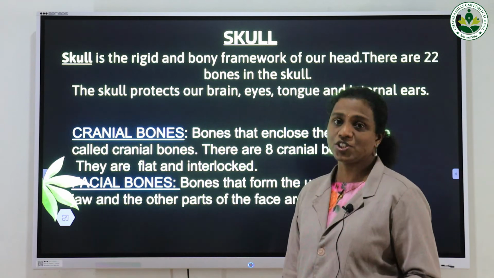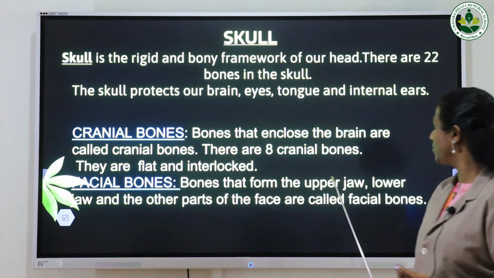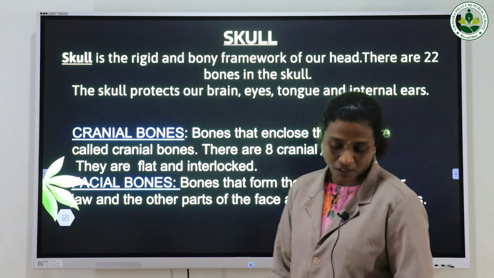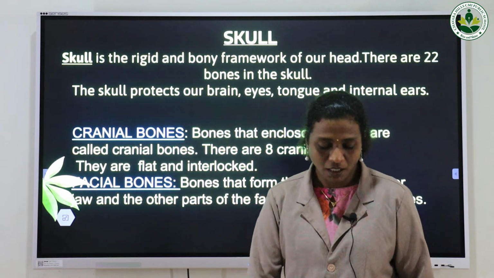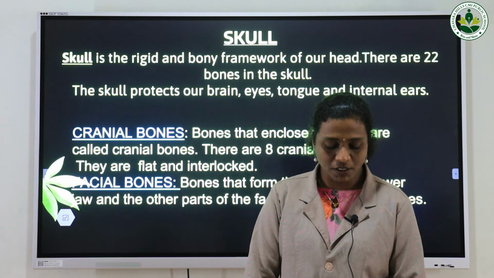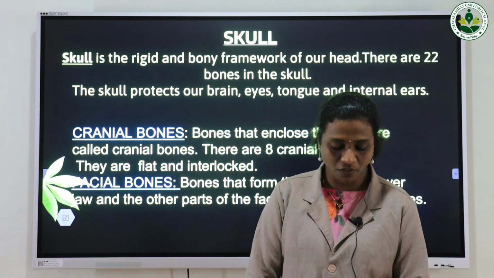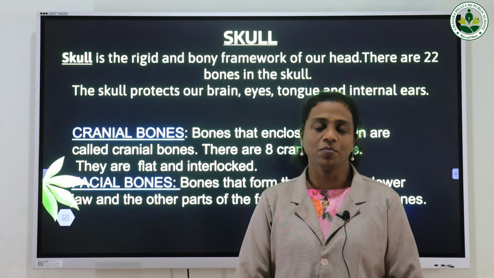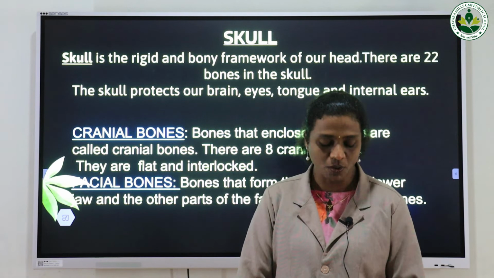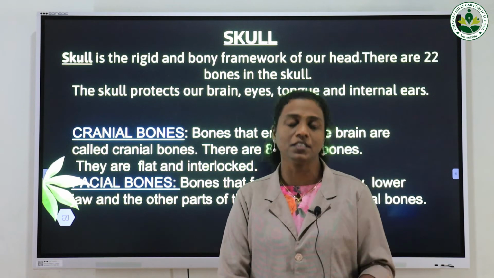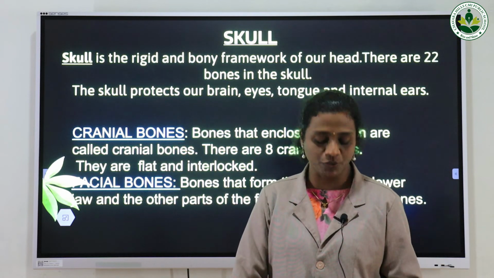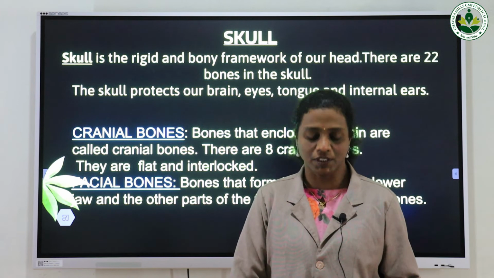Then next is about facial bones. Bones that form the upper jaw, lower jaw and the other parts of the face are called facial bones. So that much about the skull. Among the facial bones and cranial bones, only one bone can move. That bone is known as the lower jaw bone. All the other bones are fixed. The lower jaw can move, and the movement helps us to chew food and make facial expressions.